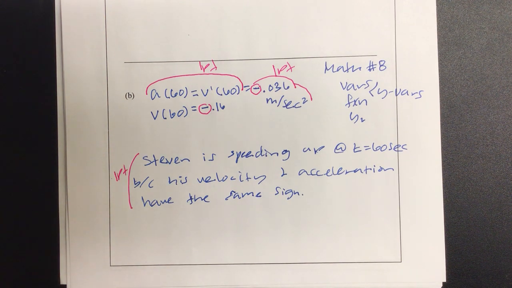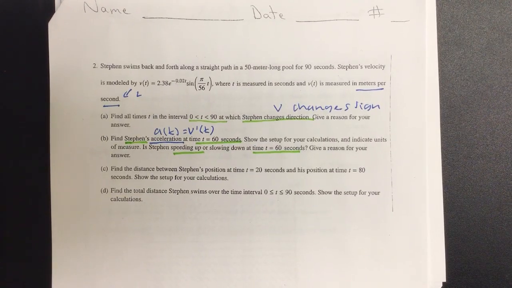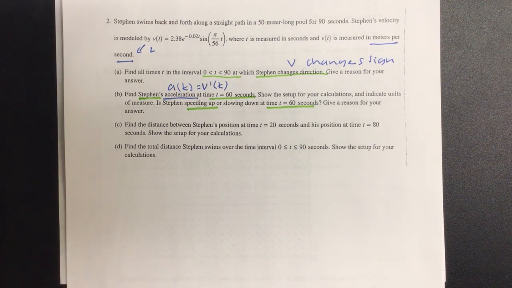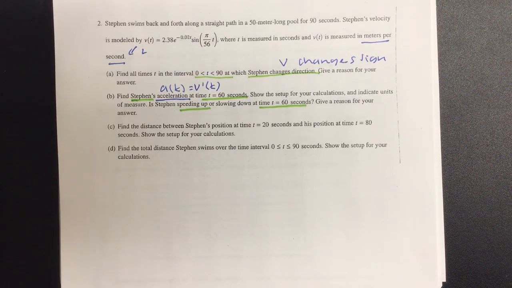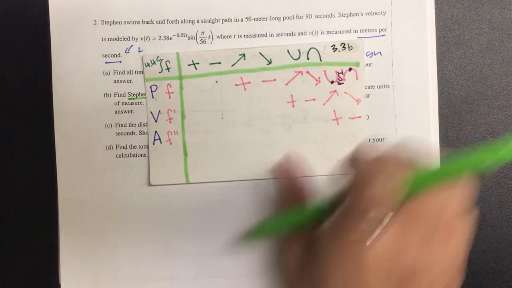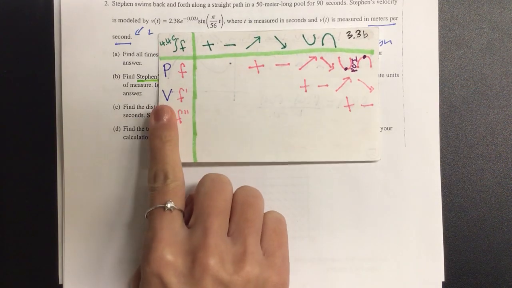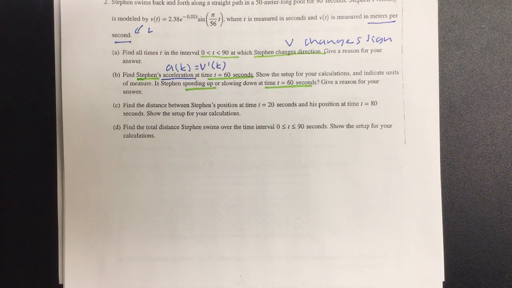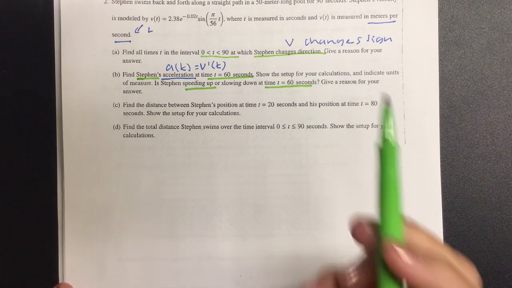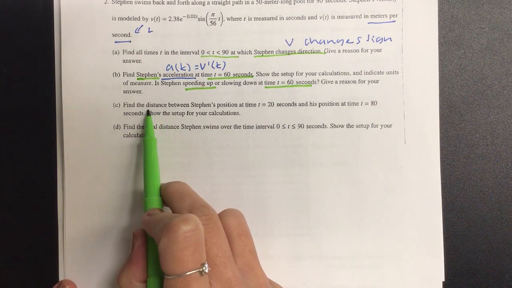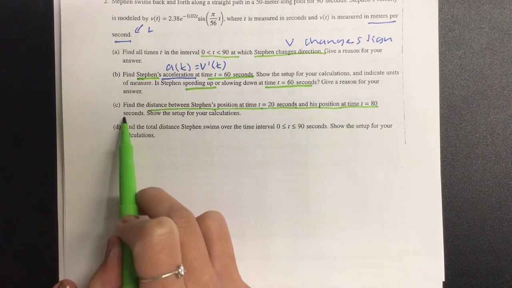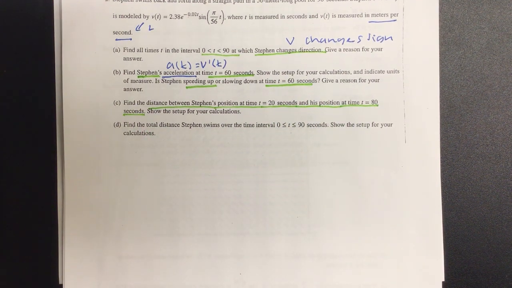Kira, go ahead and read part C. Find the distance between Steven's position at time t equals 20 seconds and his position at time t equals 80 seconds. Show the setup for your calculation. Okay, so we're looking at position. If I know the velocity, to find the position, I have to integrate. Is that right? Because we're going backwards. So let's go ahead and put on here, and I want to also underline what I'm going to write out. The distance, blah, blah, blah. And then we're going to end it with whatever that number might be.